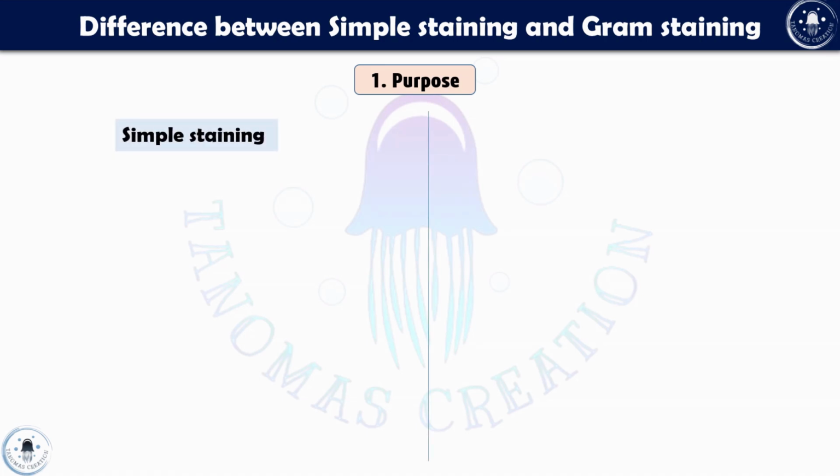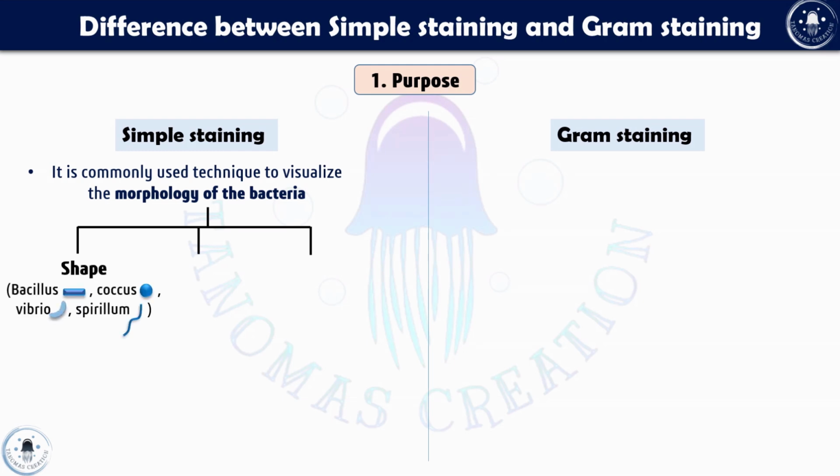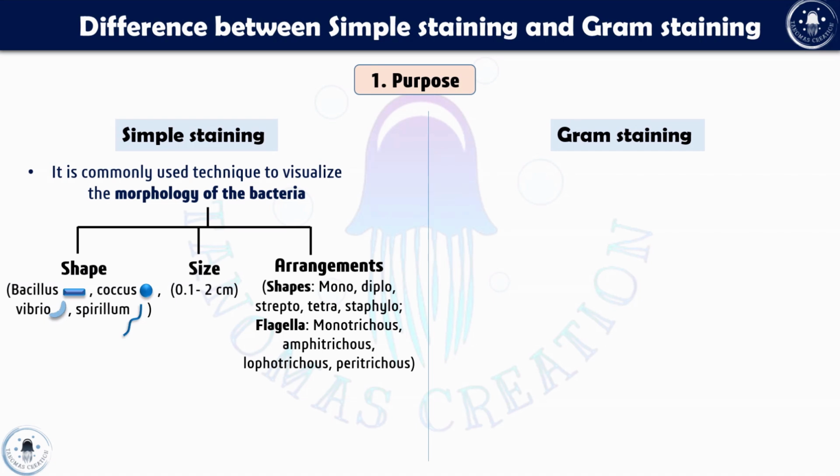For simple staining, it is a commonly used technique to visualize the morphology of the bacteria. Simple staining is commonly used for the morphological study of bacteria. Now, which characteristics come under morphology? There are three: the first one is shape, the second is size, and the third one is arrangements.